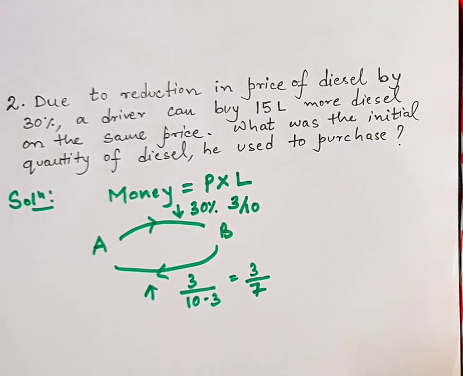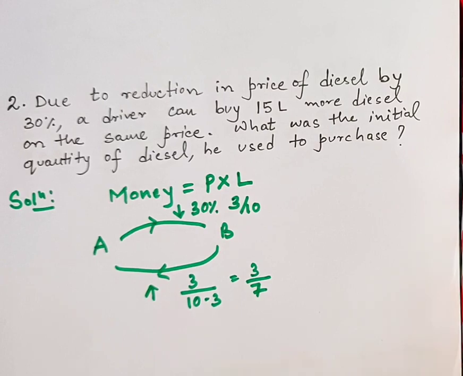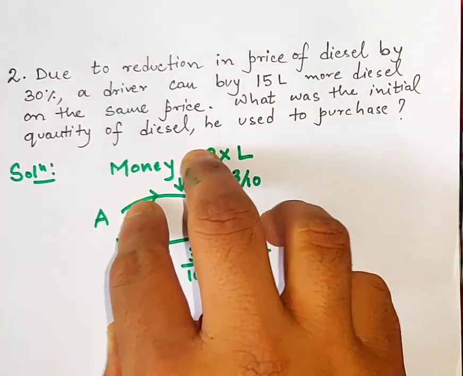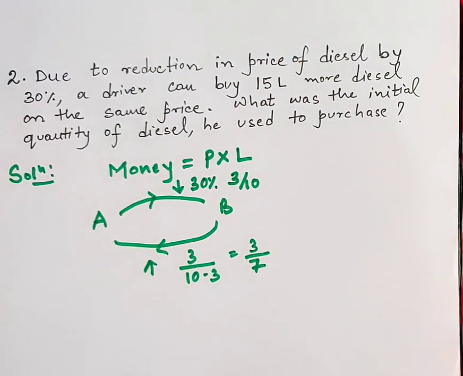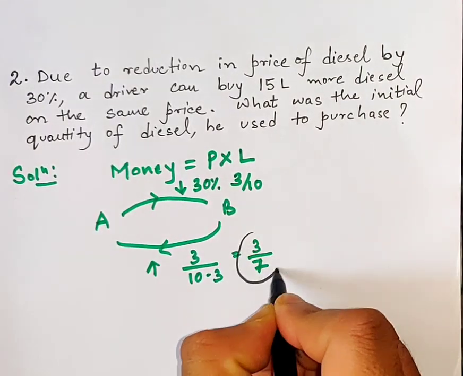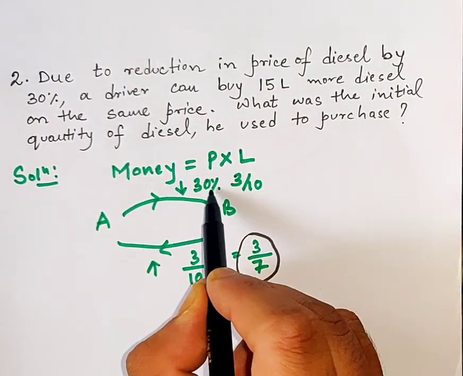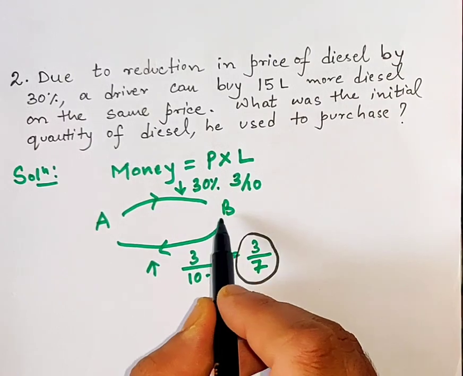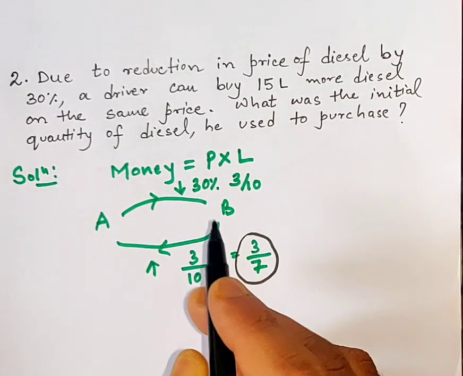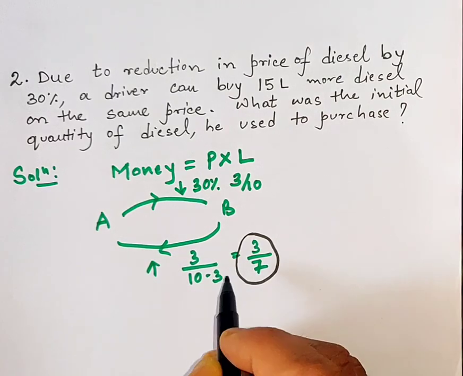So the driver can buy 3 by 7 times more diesel than what he used to buy earlier. Price reduced by 30% means 3 by 10. So quantity will increase by 3 by 7. As price reduced by 3 by 10, quantity increases by 3 by 7.